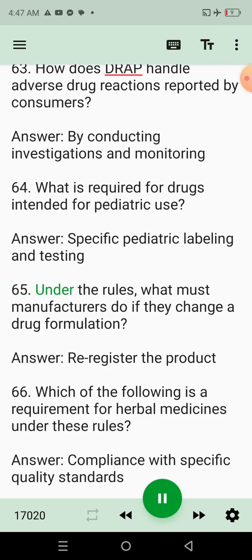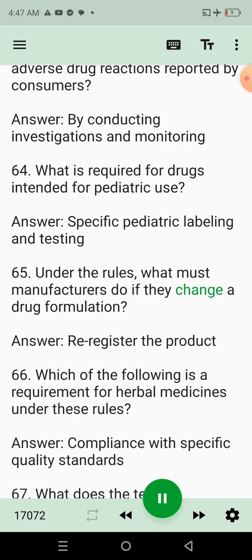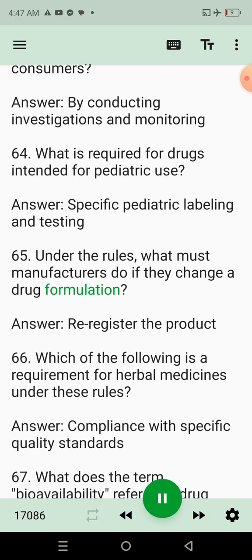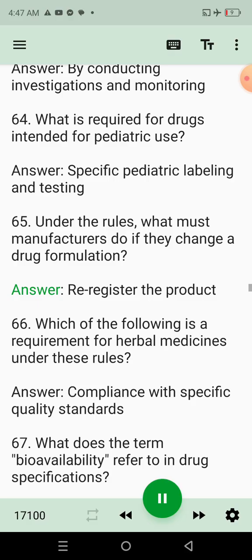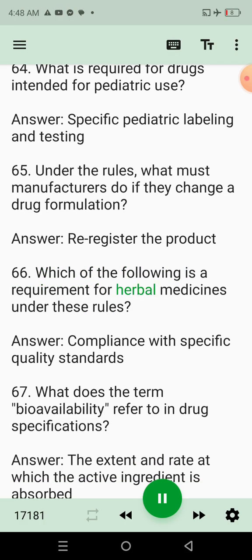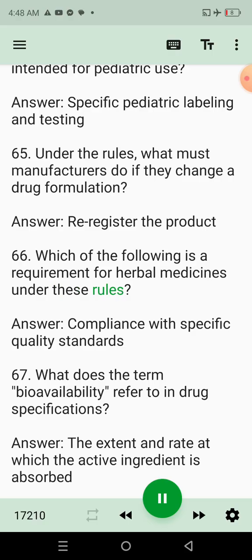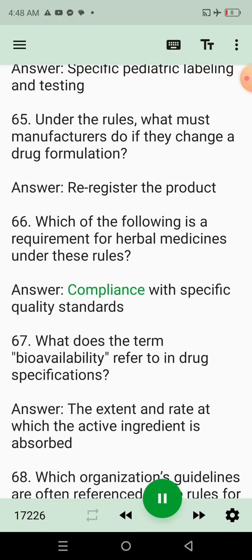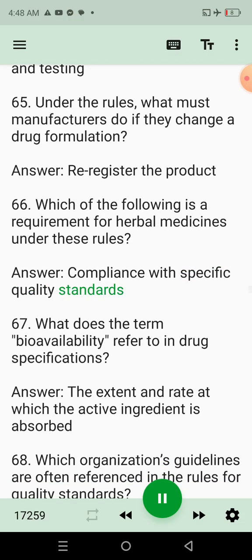65. Under the rules, what must manufacturers do if they change a drug formulation? Answer: Re-register the product. 66. Which of the following is a requirement for herbal medicines under these rules? Answer: Compliance with specific quality standards.